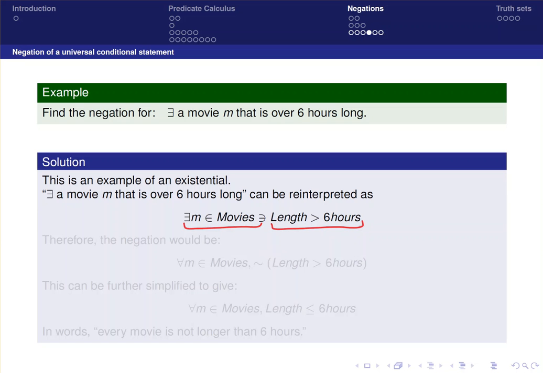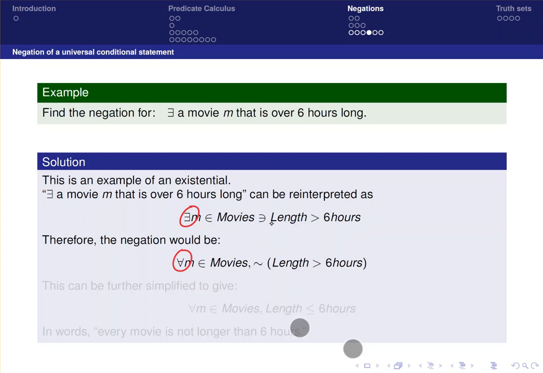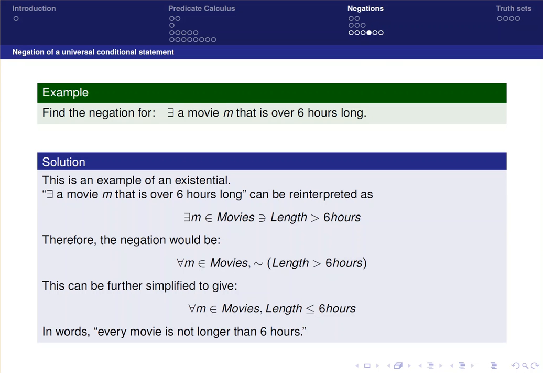The negation will be taken in parts. First, I negate the existential to become a universal, and then I negate whatever comes after the words such that. In this case, I must negate "the length is greater than 6 hours." To negate that, all I have to do is interpret what it means to be not greater than 6 hours, which means it's less than or equal to 6 hours long. So in other terms, we're saying every movie is not longer than 6 hours.